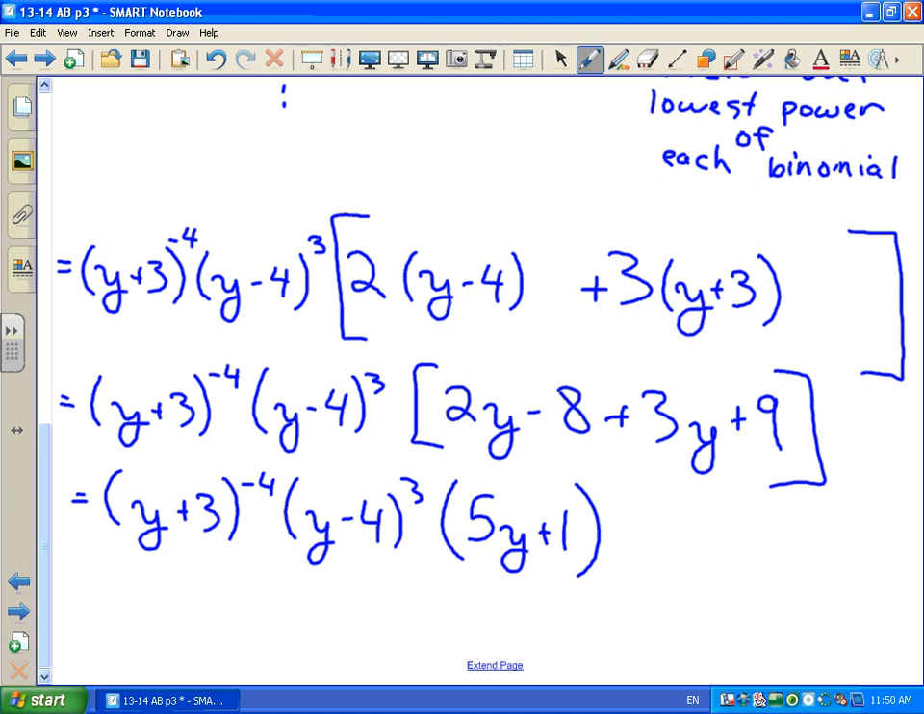Okay? So those are the basic kinds of factoring that you're going to need to do as we work our way through Unit 13, 14. Questions?